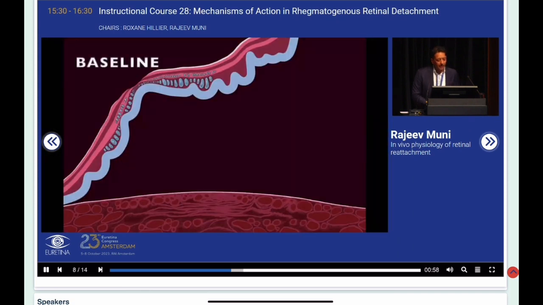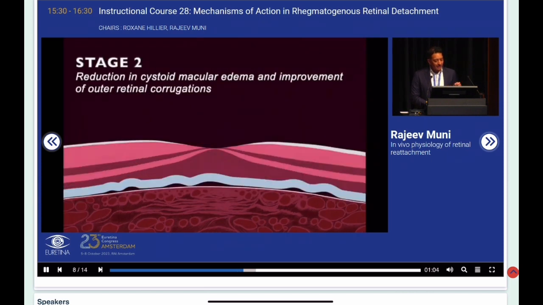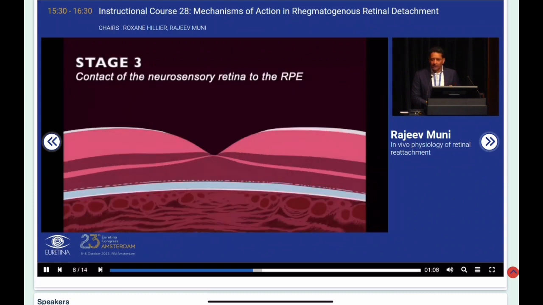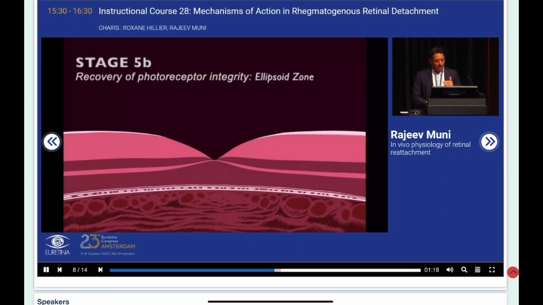So here's another animation video demonstrating this. So initially a baseline appearance, redistribution of fluid in stage 1. See the CME and corrugations go away in stage 2. This is very critical. In stage 3, there's contact of the retina with the RPE and then a detergescence of the photoreceptors in stage 4. You then get recovery from the ELM to the ellipsoid zone to the interdigitation zone, followed by the foveal bulge.